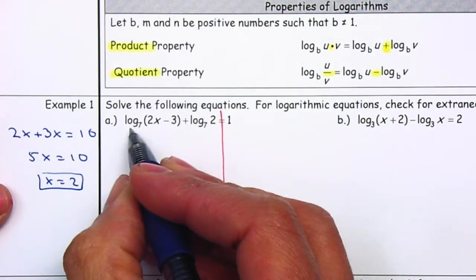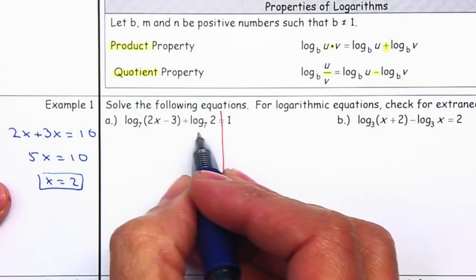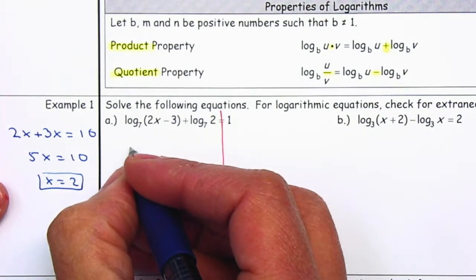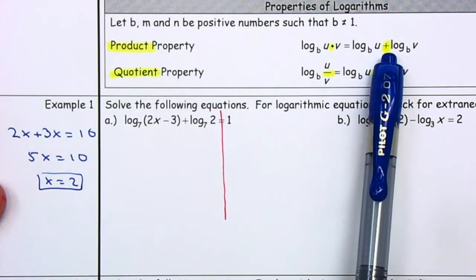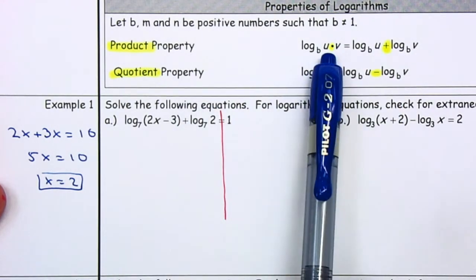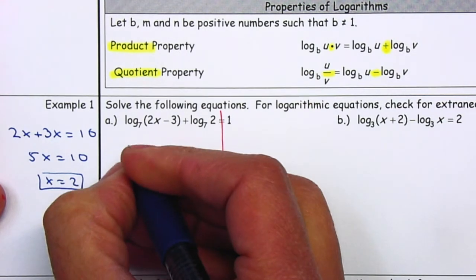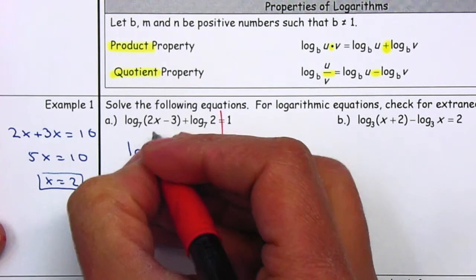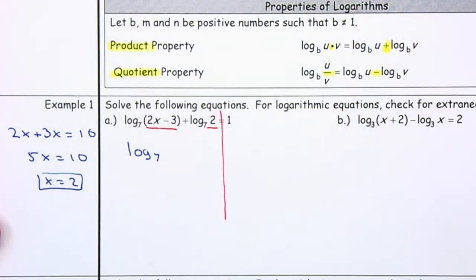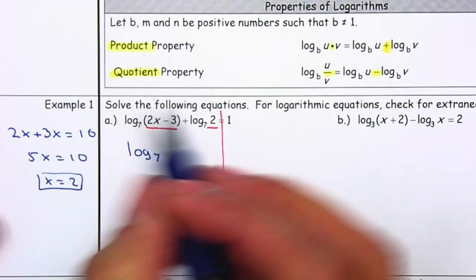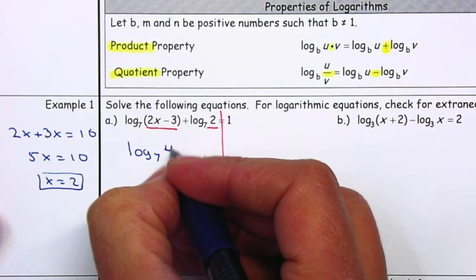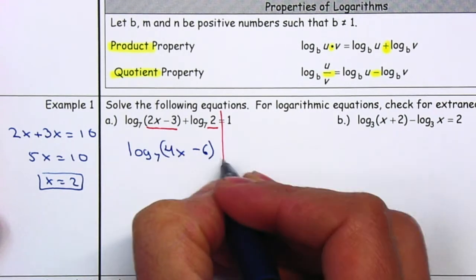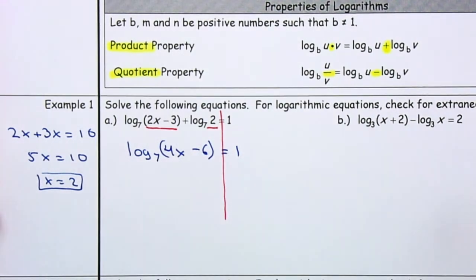In the same way, we want to combine, to condense both logs. They both are base 7. So using the product property, because there's a plus in between, there's going to be multiplication now. So we're going to condense it, log base 7, and we are going to multiply. So let's go and multiply it out. 2 times 2x will be 4x. 2 times negative 3 will be negative 6. And it's equal to 1.